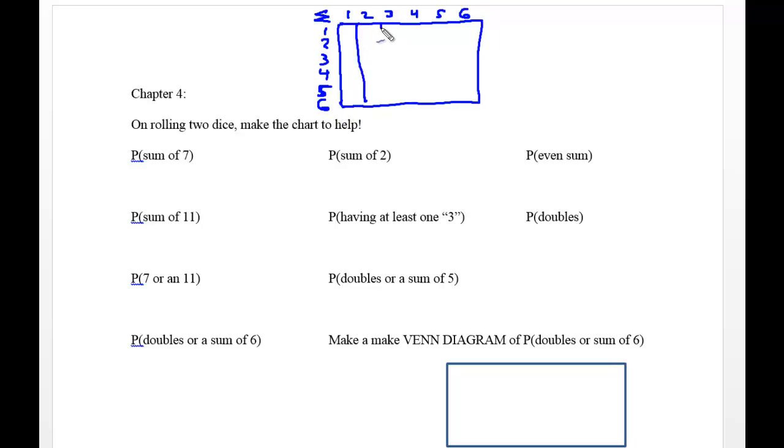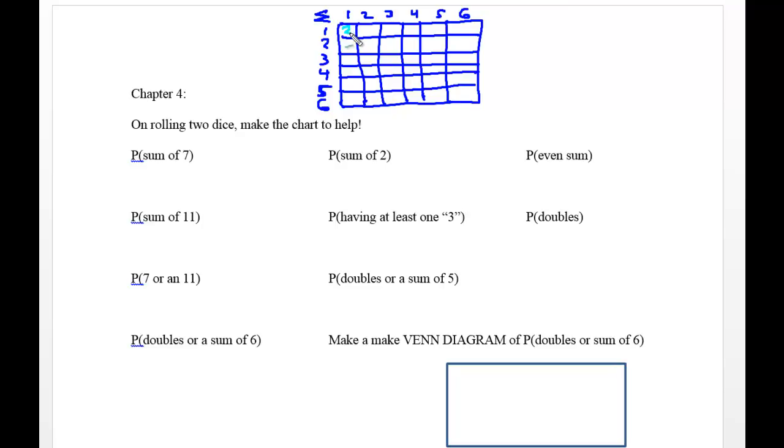So you'll just make some vertical lines here to separate each of your values and horizontal lines to do the same. This gives you something called a sample space. The sample space creates all the different possibilities of a certain event. In this case, rolling two dice, the number of possibilities is 36, because 6 times 6, these two independent events, make a total of 36.